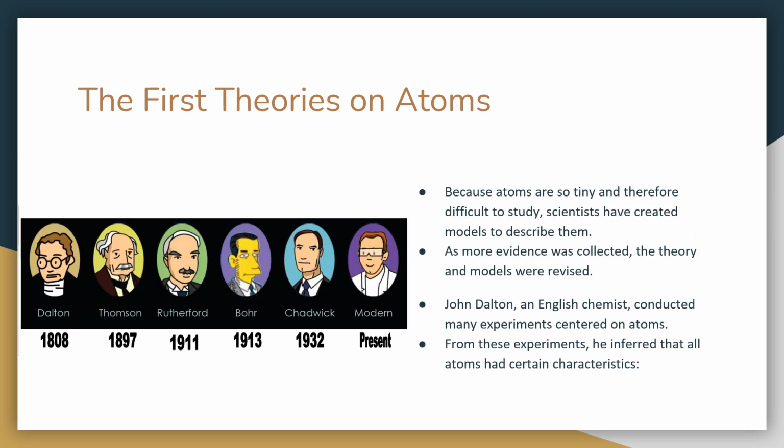Because atoms are so tiny and therefore difficult to study, scientists have created models to describe them. As more evidence was collected, the theory and models were revised. John Dalton, an English chemist, conducted many experiments centered on atoms. From these experiments, he inferred that all atoms had certain characteristics.